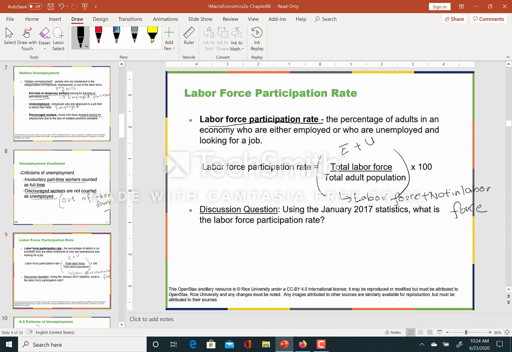Now let's look at the labor force participation rate. This is equal to total labor force over total adult population times 100. Total labor force is employed plus unemployed. Total adult population is labor force plus not in labor force. We multiply this times 100. So here is all the calculations of unemployment rate and the labor force participation rate.